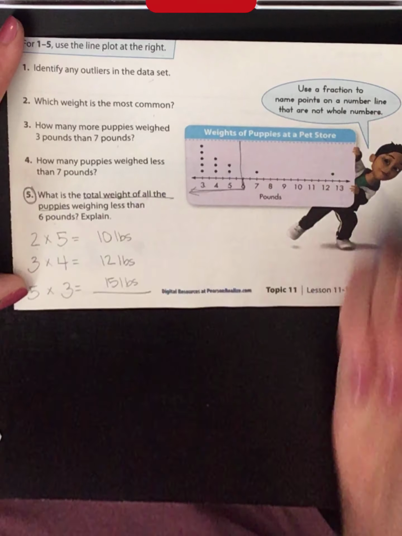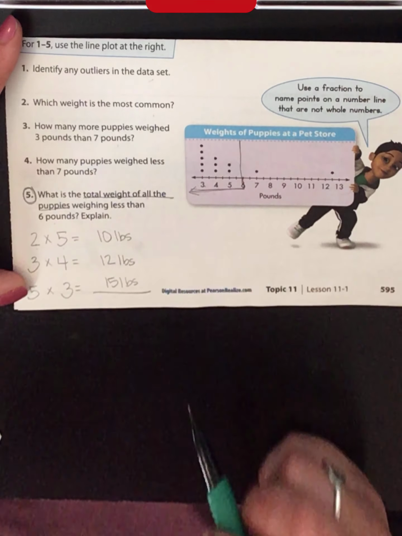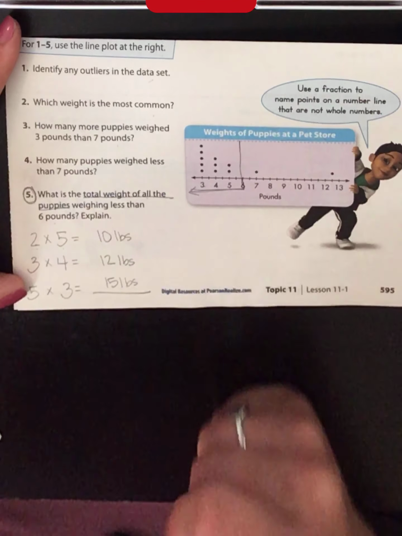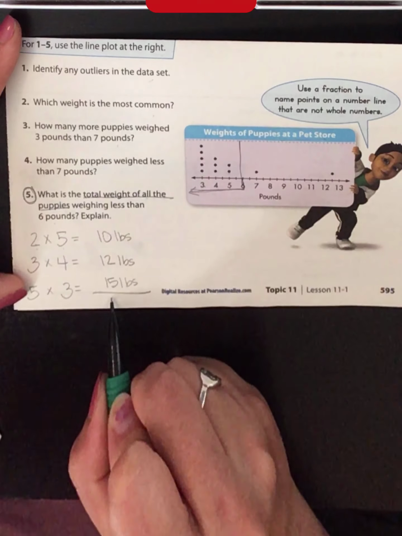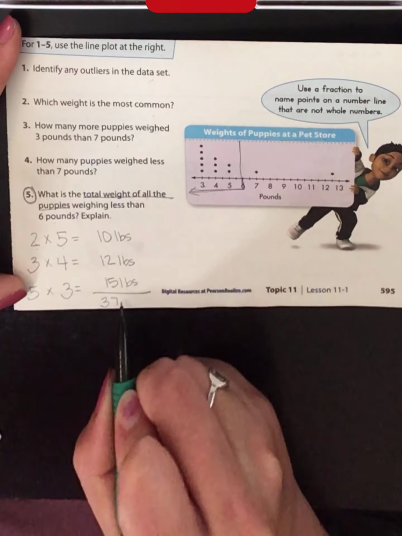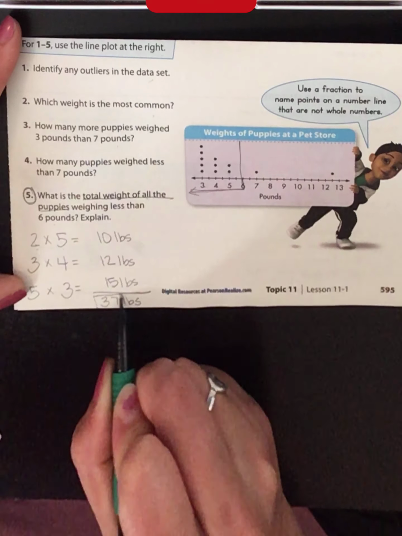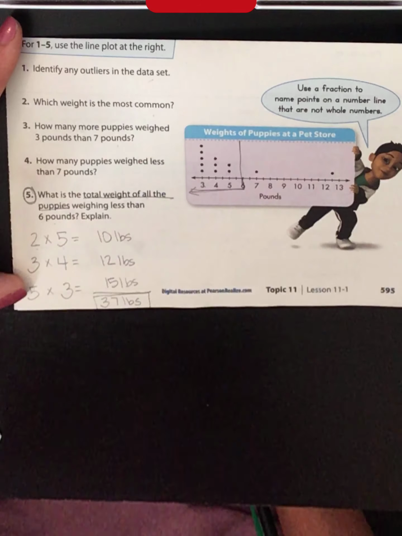And now to answer what is the total weight of all of the puppies, that's where we're going to go ahead and add. 2 plus 5 is 7, and 1 plus 1 plus 1 is 3. The total weight of all of the puppies is 37 pounds.